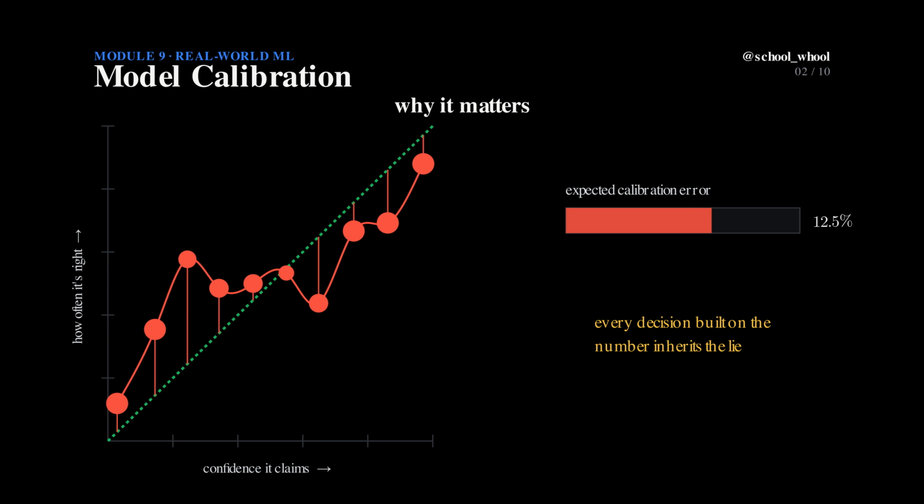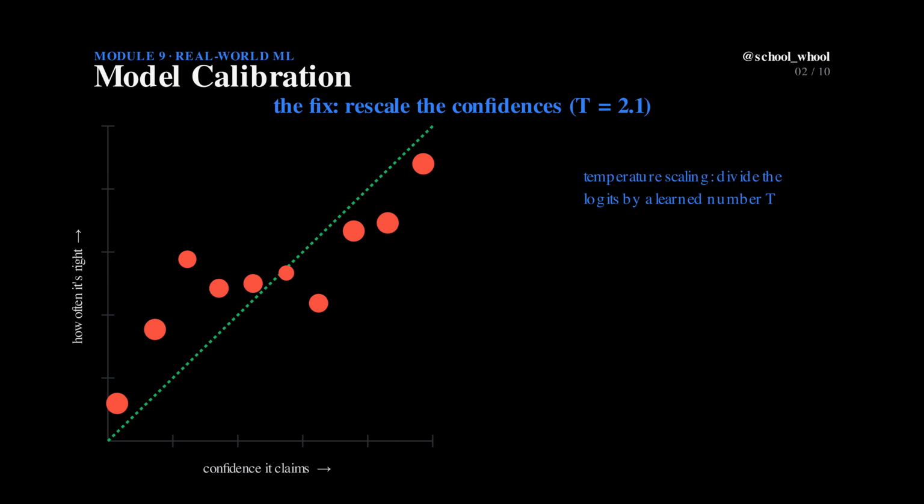The fix is gentle. We don't retrain the model. We just rescale its confidences. This is temperature scaling. Divide the model's logits by a single learned number, here about 2.1. It softens overconfident probabilities toward honest ones.